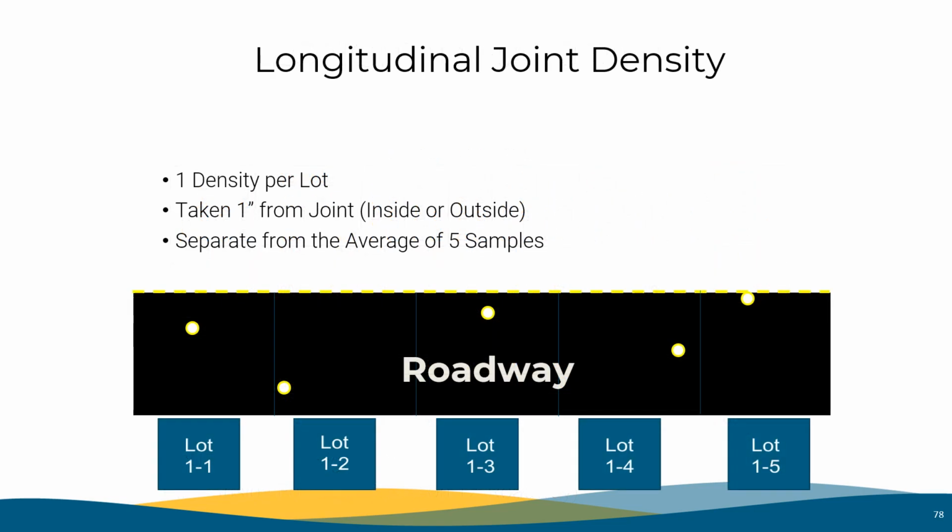So from the previous density layout, we need to take one more core for the longitudinal joint density. This will be in sublot 1-1, shown in the green. It will be taken 1 inch from the joint on the inside. This is separate from the average 5 density samples.